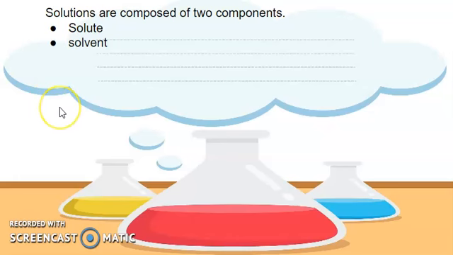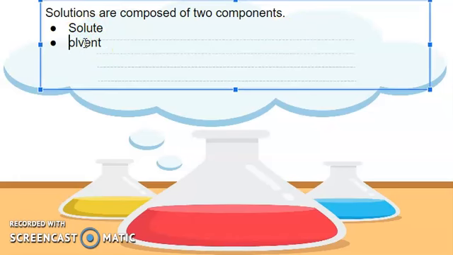So let's start our discussion with the two components of solutions. We have the solute and the second one is the solvent. When you say solute, it is the component that is present in smaller amount. For the solvent, it is the component that is present in larger amount. Always remember that. Again, solute, ang gamay ra sa component sa solution, siya ang gamay ra, si solute. Ang mas daghan, si solvent. Okay? Let's have this example.